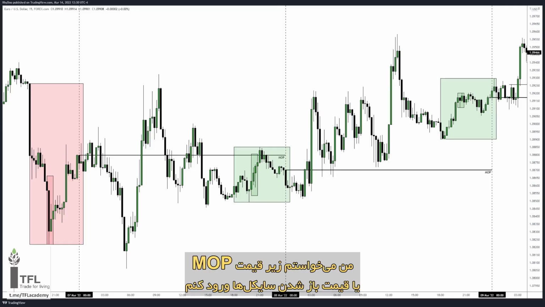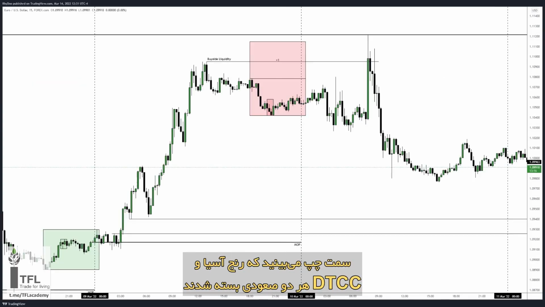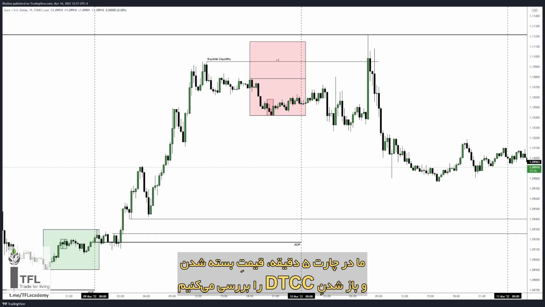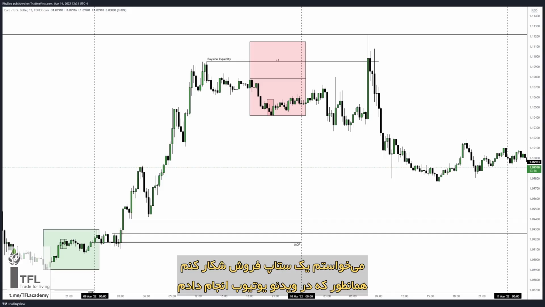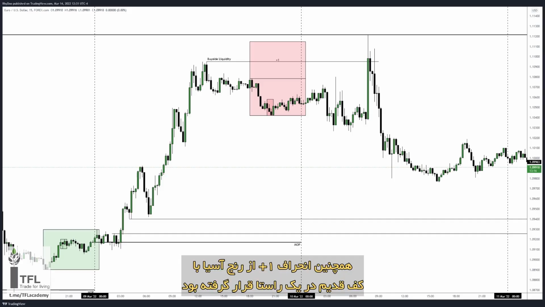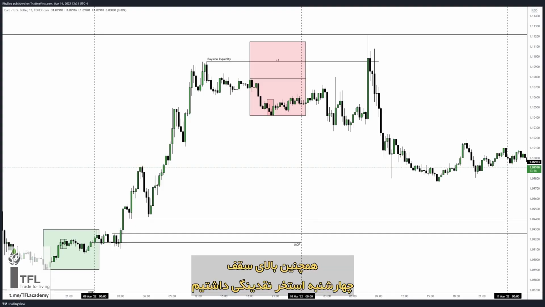I do want to get in below midnight opening price, or below a cycle's opening price. On the left you can see Asian range closed bullish, and DTCC closed bullish too. We look for DTCC opening price and closing price on the 5-minute chart. Then Wednesday evening, Asian range is bearish and DTCC too. I do want to hunt sell setups, as I did in my YouTube video. Also, the old daily low lines up with +1 deviation from Asian range. Also, we have a buy-side liquidity pool above Wednesday's high.